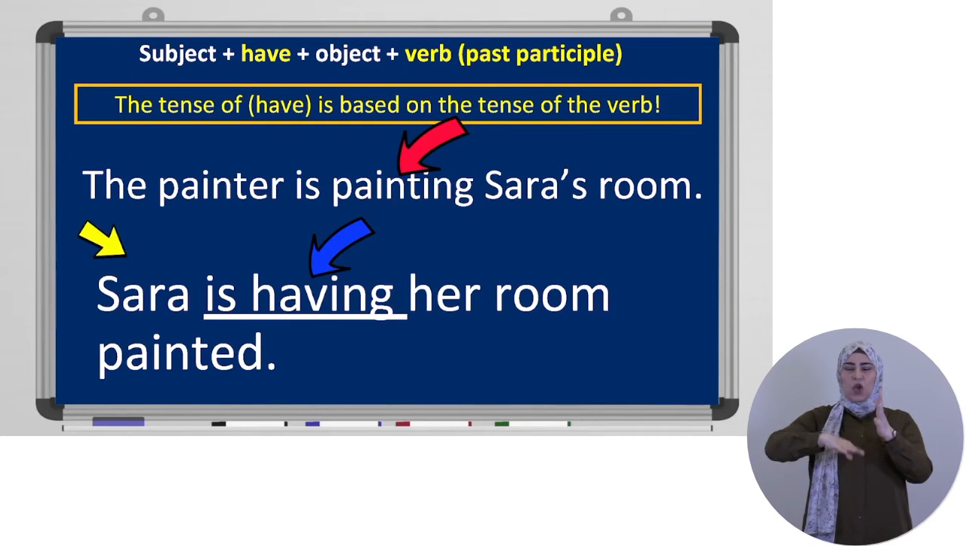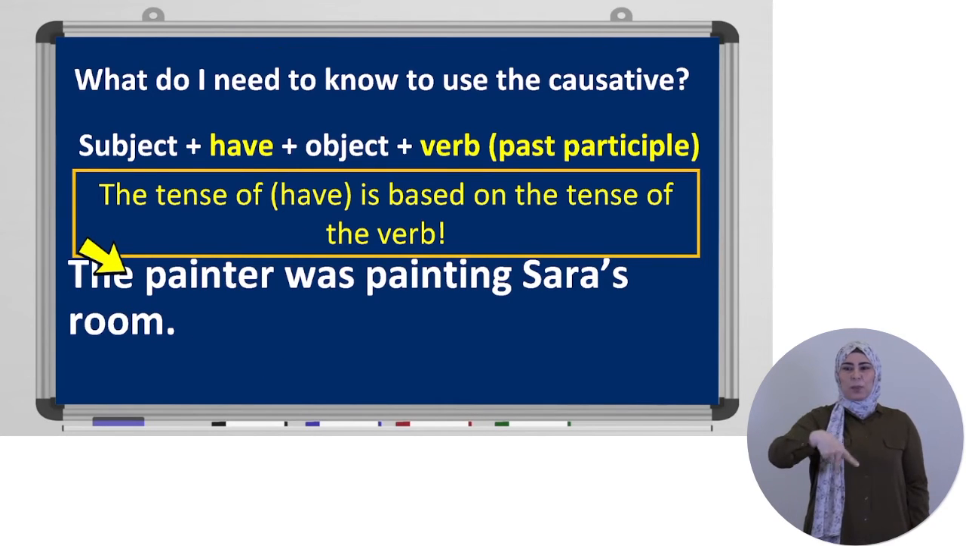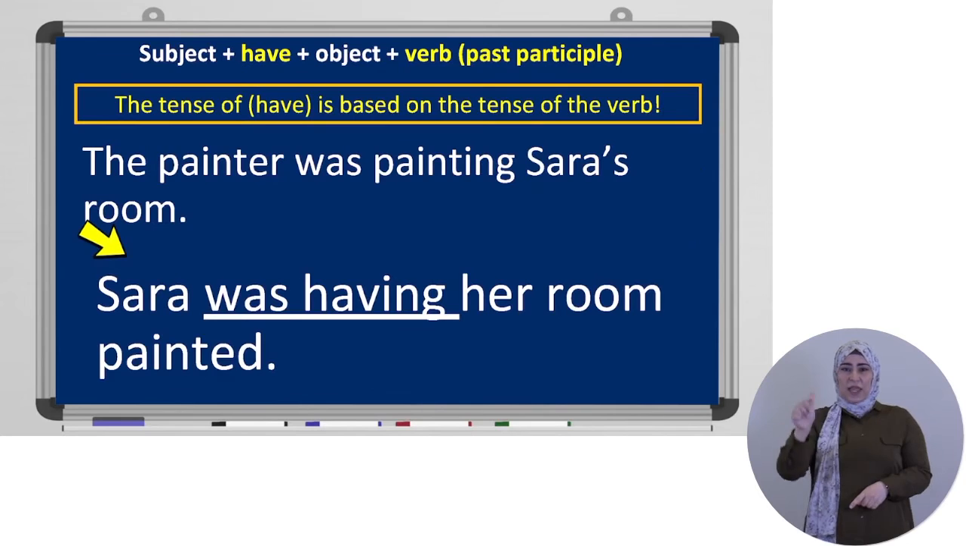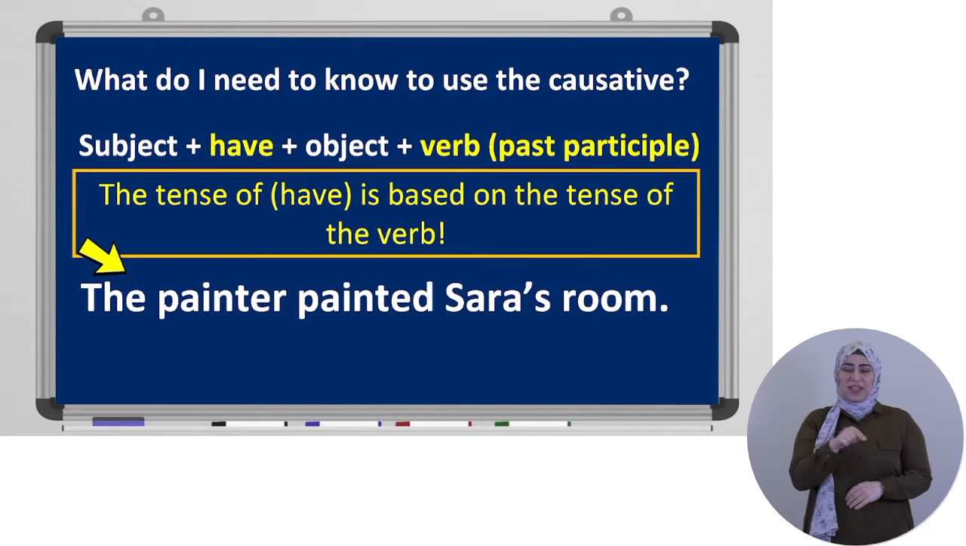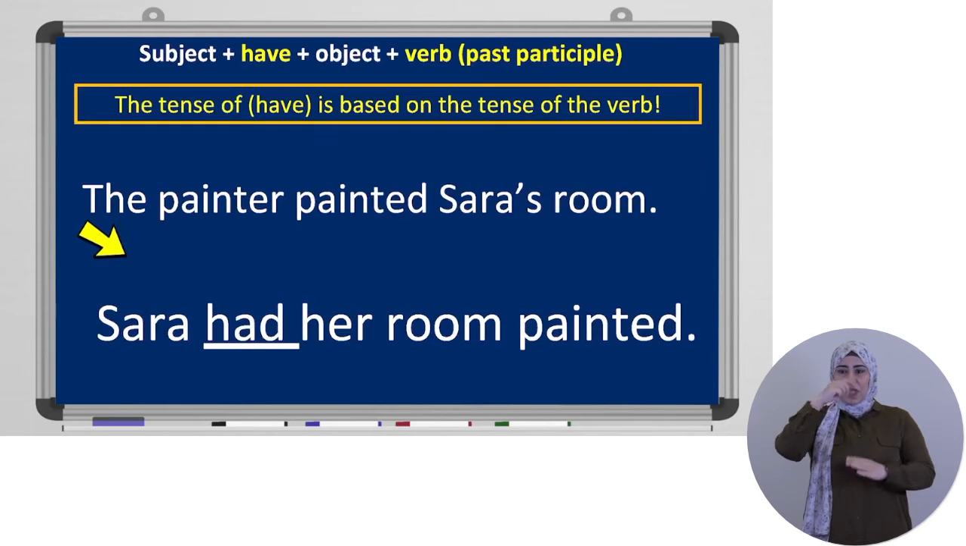Let's look at another example. The painter was painting Sarah's room. Now, notice it was painting. So what will it be? Sarah, what? Was having her room painted. This is as easy as it can get. You have the equation, try to fill it in and change the tense of have accordingly. Another example? I'm sure you're eager to learn more about it. The painter painted Sarah's room. Now the tense here is in the past. So what will I do? I'm going to say Sarah had her room painted.